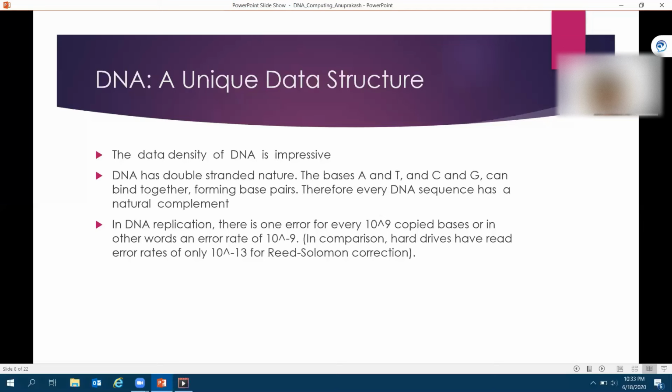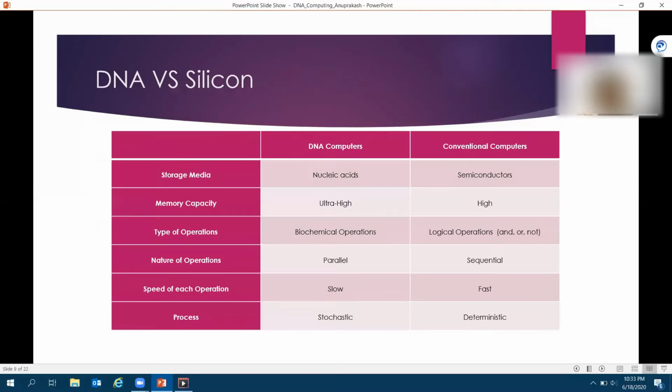Okay, in DNA replication, there is one error for 10 to the power 9 copied bases, or in other words, an error rate of 10 to the power minus 9. In comparison, hard drives have read error rates of only 10 to the power minus 13 for Reed-Solomon correction. Okay, let us now see the difference between DNA and silicon-based computing.